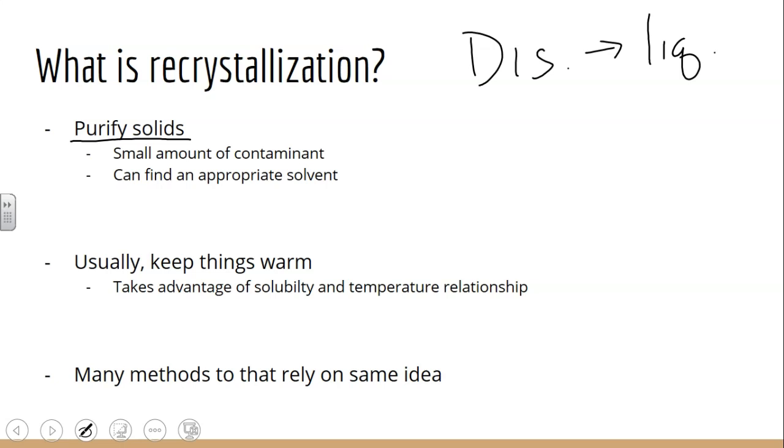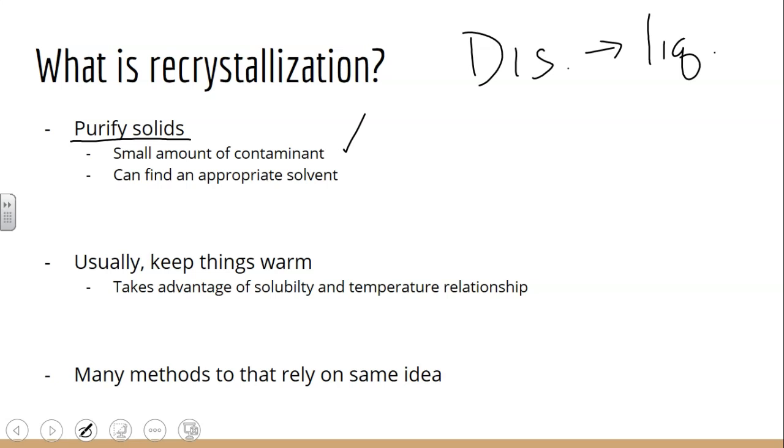Now, recrystallization will only work if you have two things. First of all, you need a relatively small amount of contaminant, meaning if you have solids which are 50% junk and 50% compound, sometimes that won't work. So you'll want something that is relatively pure, meaning something on the order of 80 or 90% of the compound that you want and 10 to 20% of contaminant or less. The more junk you have in it, the less effective a recrystallization is.